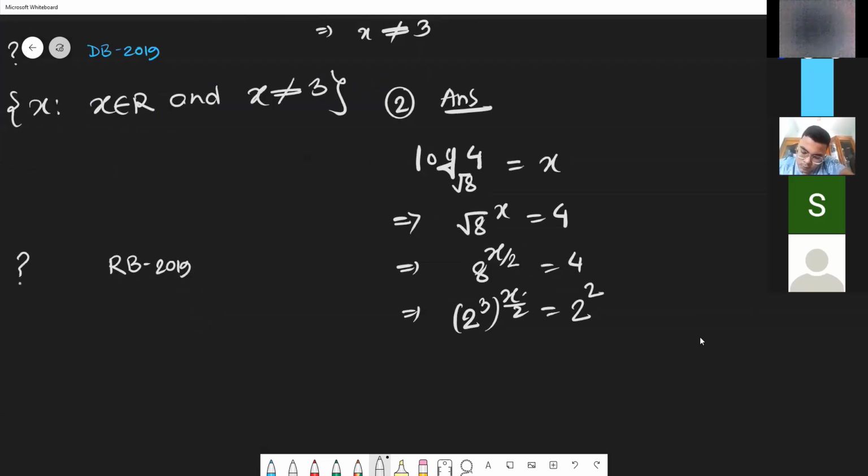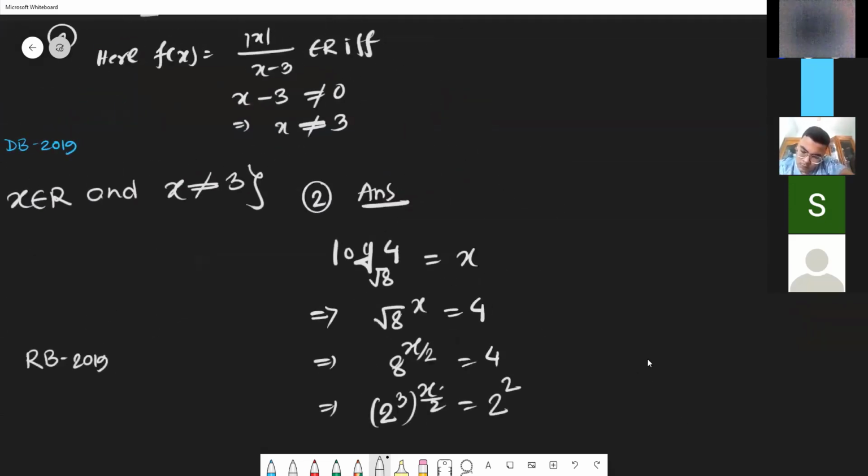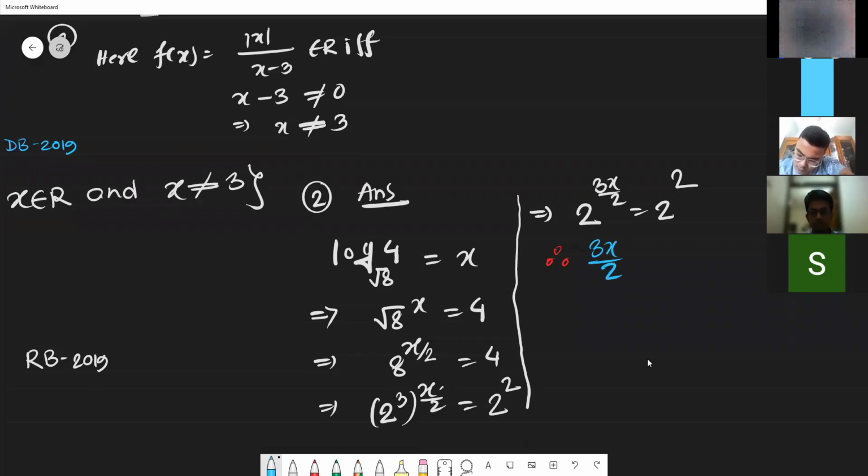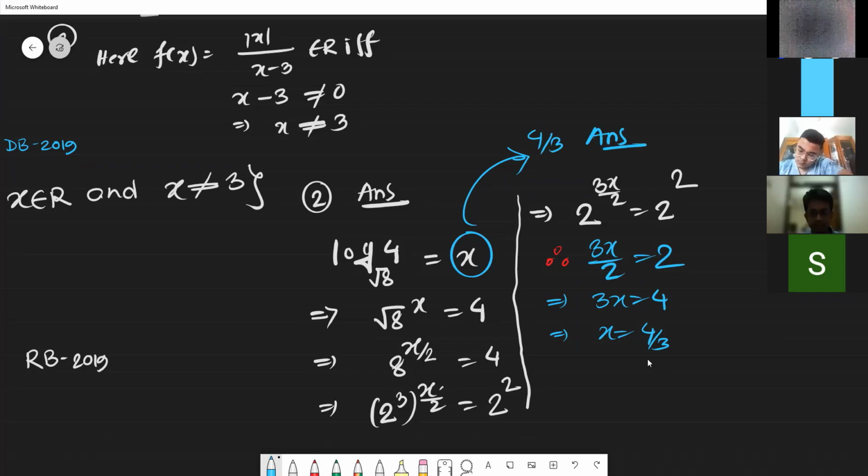We are doing this with the same base on both sides. So this one is 2 to the power 3x divided by 2 equals 2 to the power 2. When the bases are the same, we can write their powers: 3x by 2 is equal to 2, or doing the cross multiply, 3x equals 4, or simply x equals 4/3. So x means the result of this one, which is 4/3, and this is our answer, 4/3.